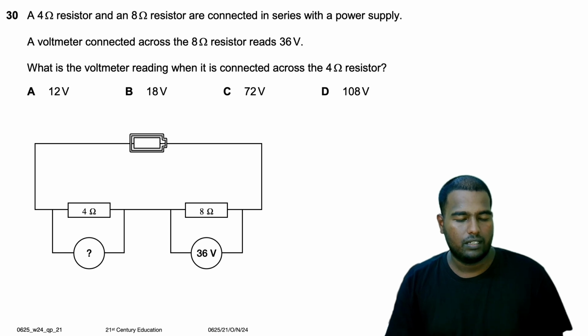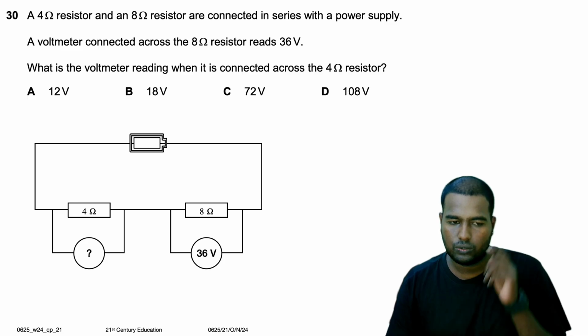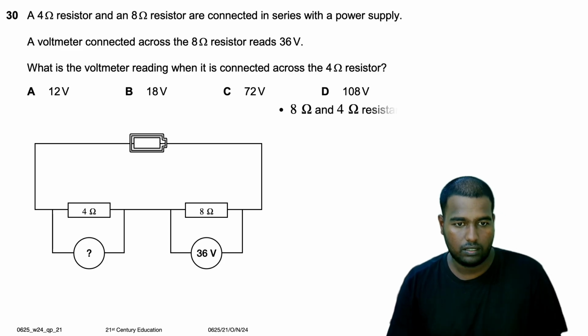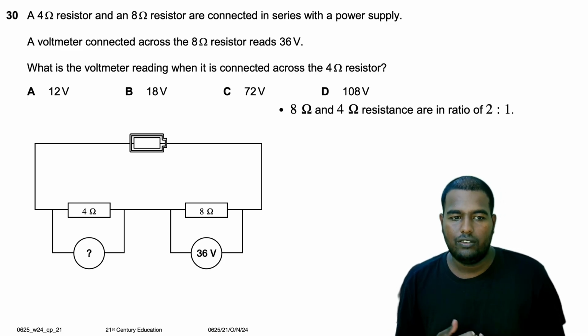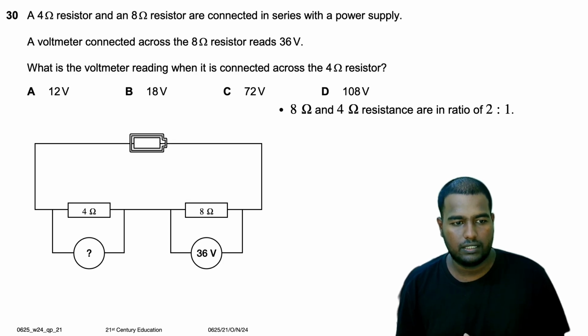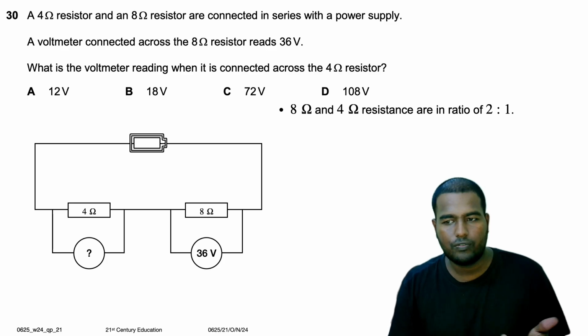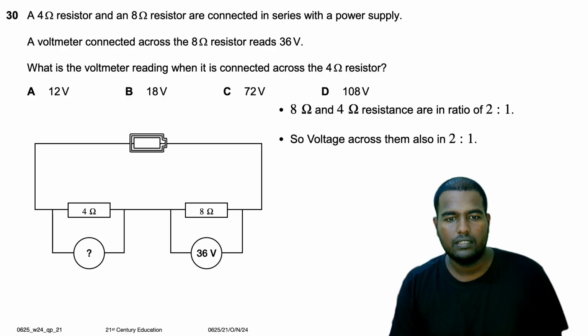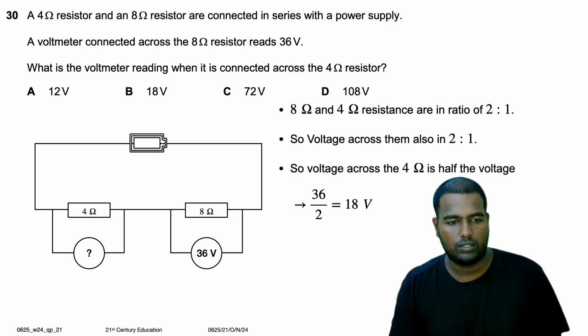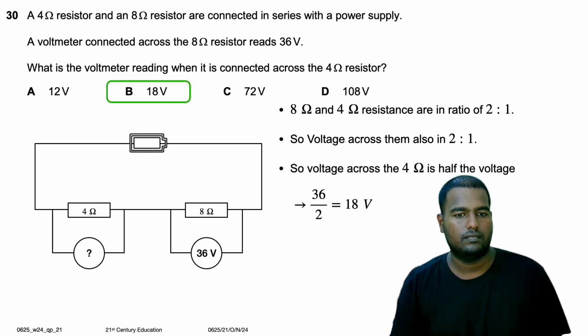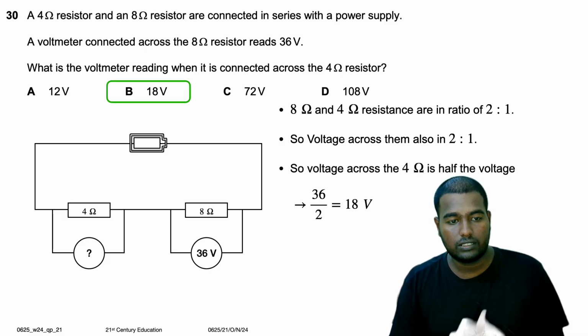Now the resistors are in a 2:1 ratio, 8 ohm and 4 ohm. So if the 8 ohm has twice the voltage, then the 4 ohm, which is half of 8 ohm, should have half of the voltage. So 36 by 2, which is 18 volt. This is how we find it even if the battery voltage is not given.